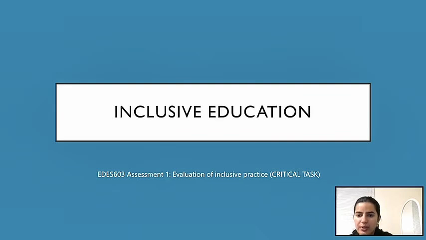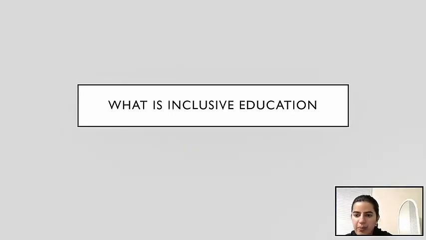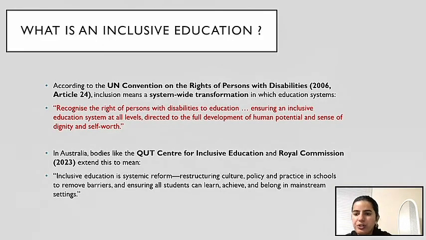So, what is inclusive education? It is not simply about placing a student with a disability in a mainstream classroom. It's about reimagining the system so that diversity is recognized as normal and celebrated as a source of strength. The UN Convention on the Rights of Persons with Disabilities is clear in Article 24: every person has the right to education without discrimination and on an equal basis with others.